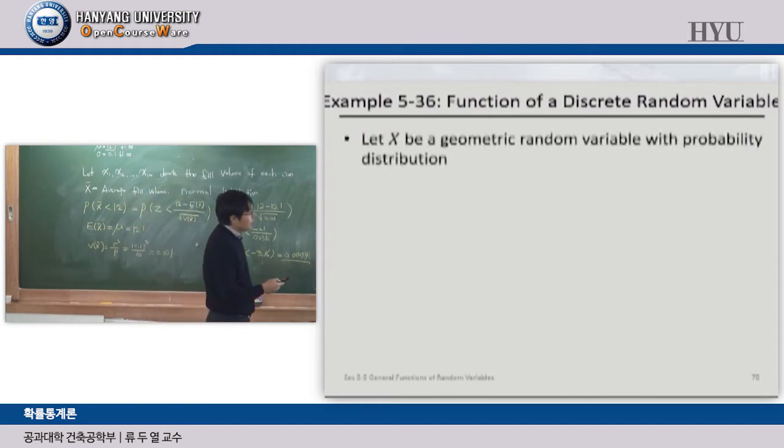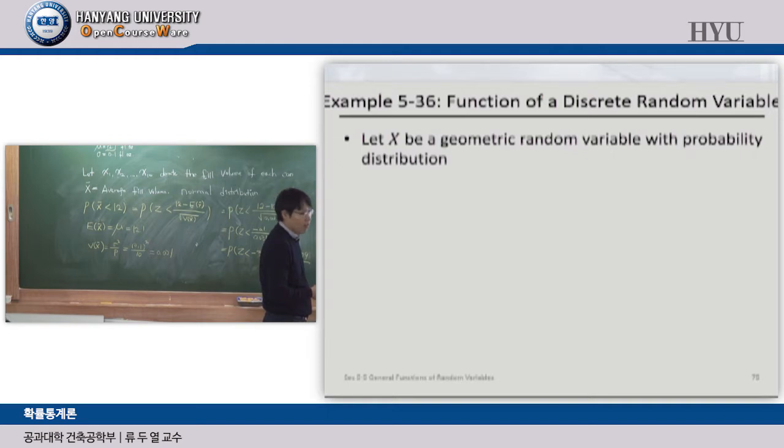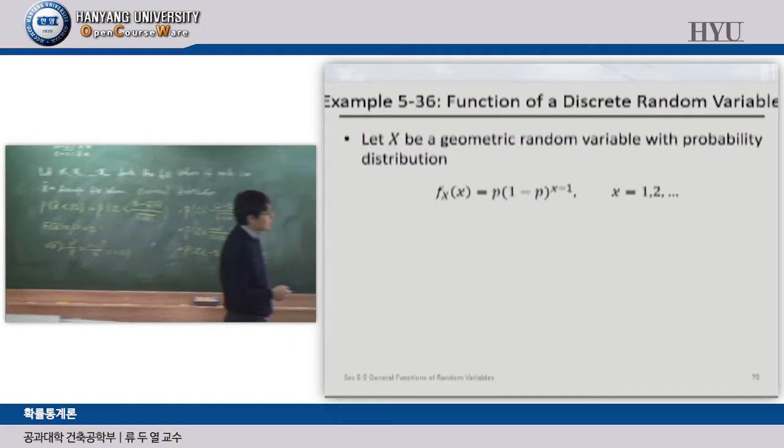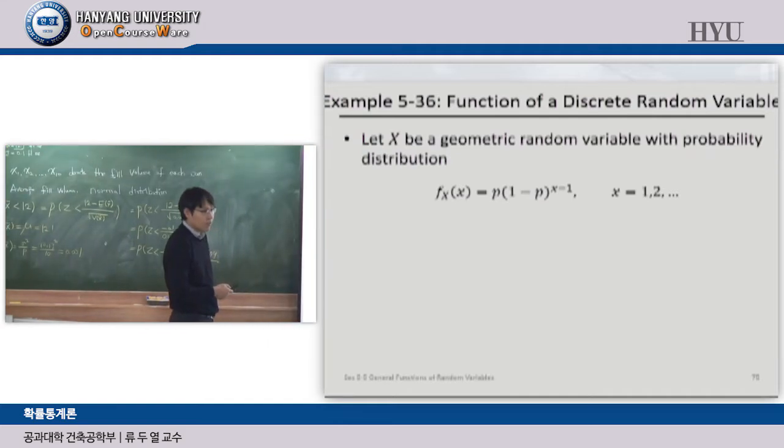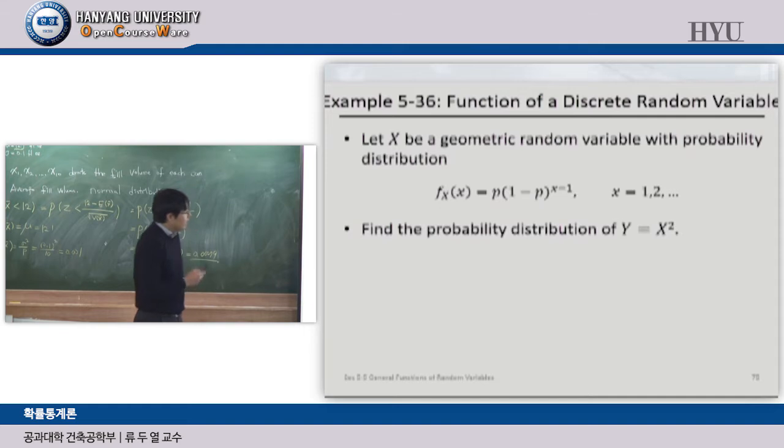Let x be a geometric random variable with the probability mass function of x equal to p times (1 minus p) to the x minus 1 power. For this case, x is from 1 to infinity. And in this case, find the probability mass function of y when y is equal to x squared. That is the question.